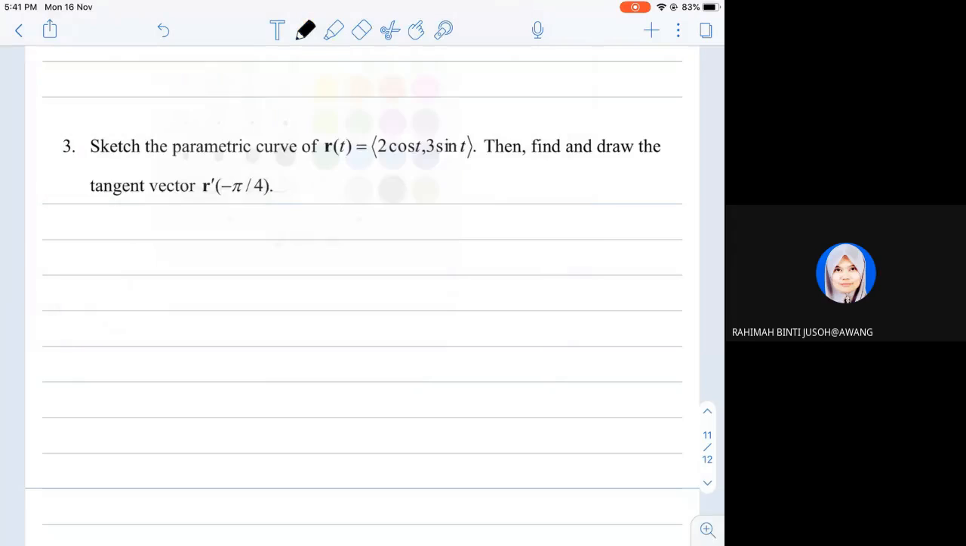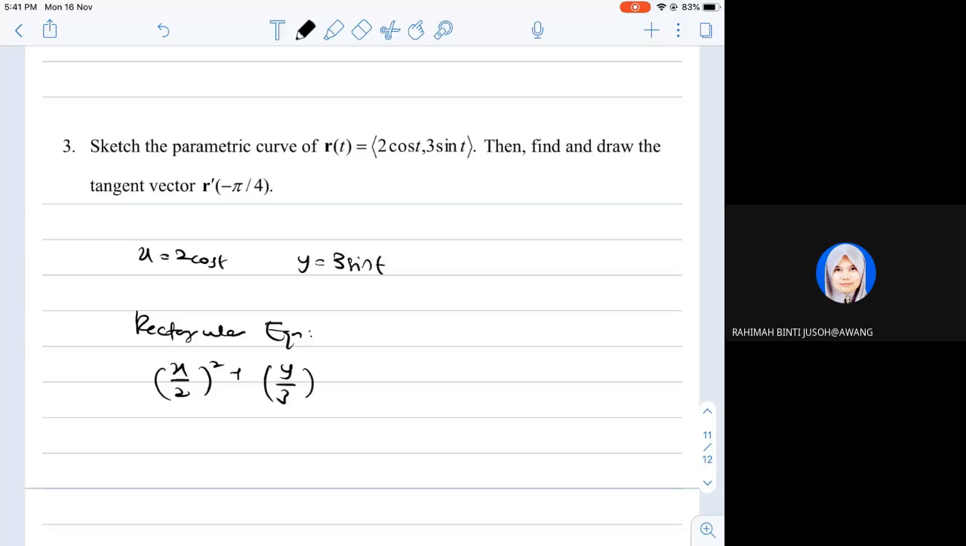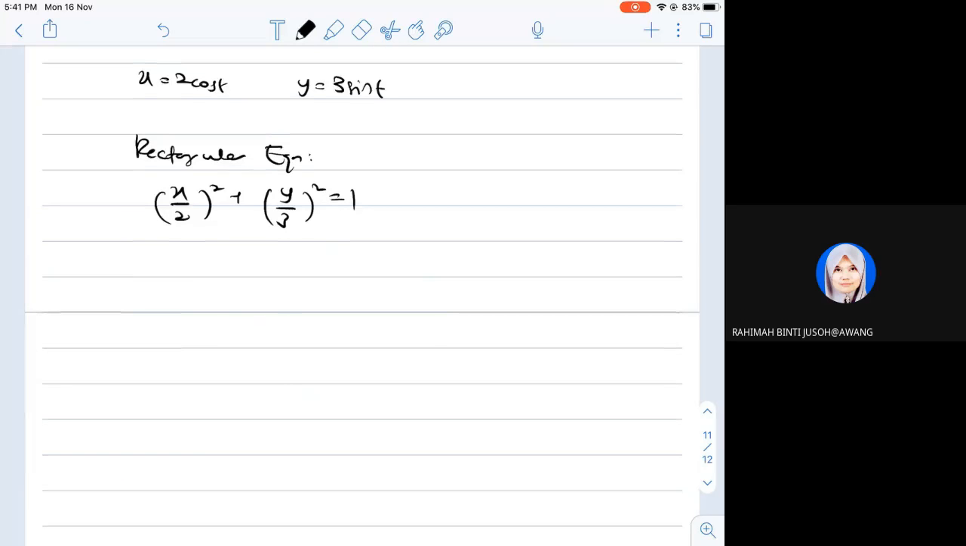I believe all of you already know x equals to 2 cos t and then y equals to 3 sin t. So the rectangular equation should be x over 2 squared plus y over 3 squared equals to 1, isn't it? So this is an ellipse. Major axis y. Okay. So now, jom kita cari.